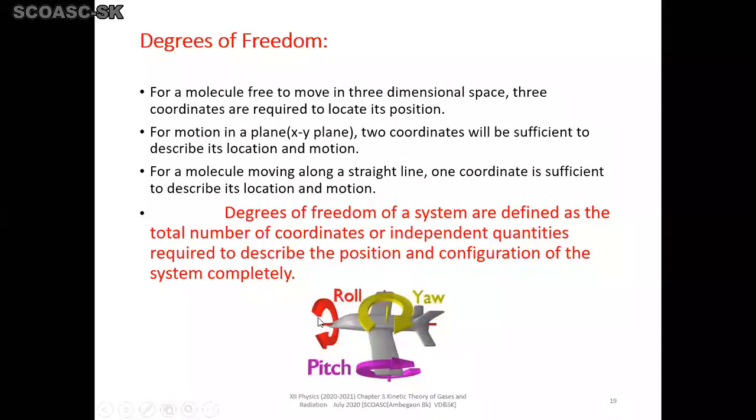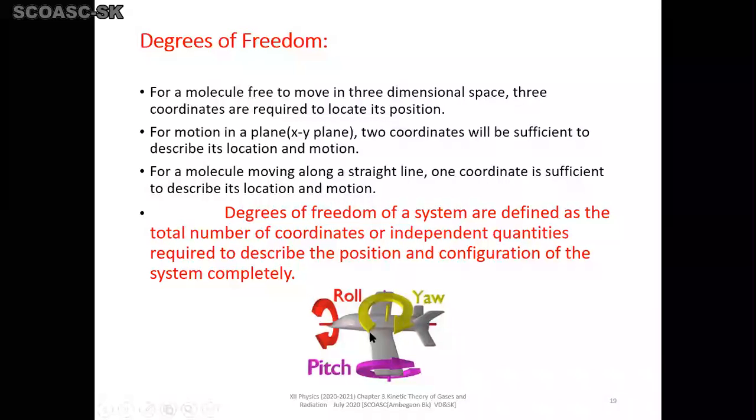It can go left, it can go right, it can go top, it can go bottom, it can come out of the screen, it can get inside the screen. Also, it can do rolling, it can do pitching, and it can do yawing, right? These are the three additional movements, and there are three movements along the x direction, y direction, z direction. So this is an example of the freedom of movement of this particular aeroplane.